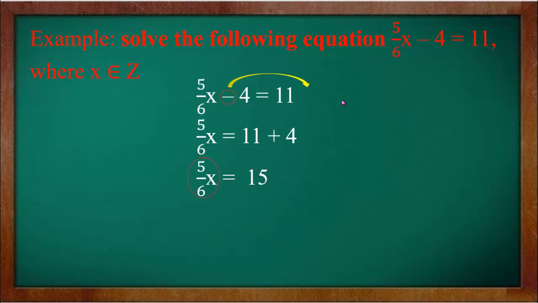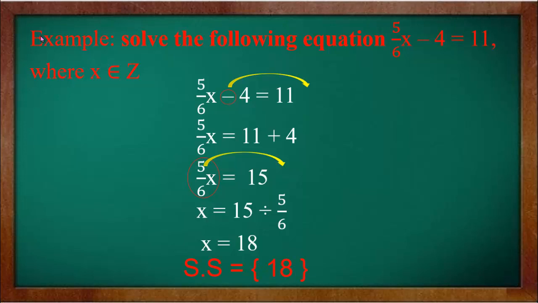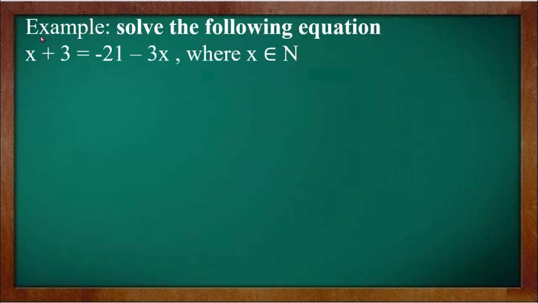No, I'm still having here one operation. So 5 over 6 times x is equal to 15. I will move it to the other side with the inverse of multiplication, which is division. x is equal to 15 divided by 5 over 6. x is equal to 18. So my solution set is equal to {18}. Let's go and see another example.